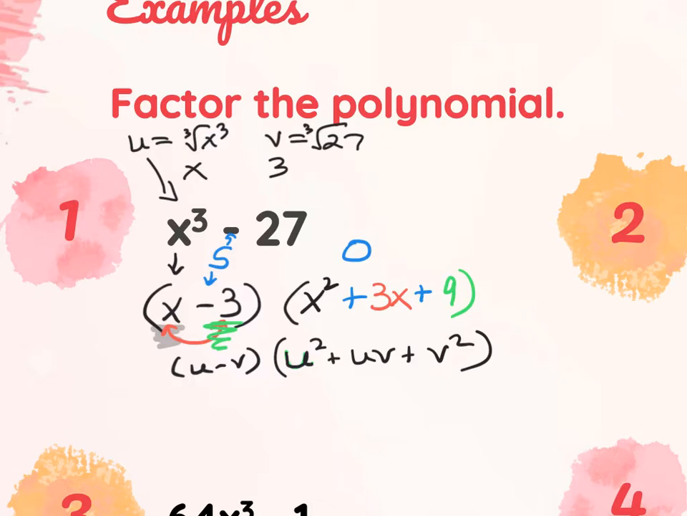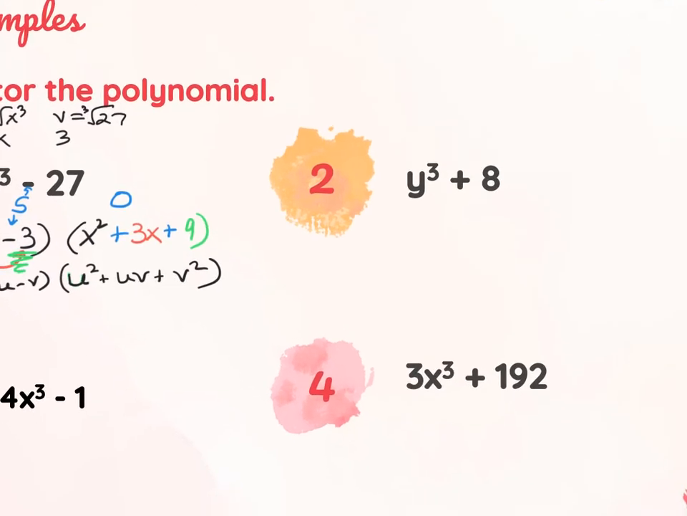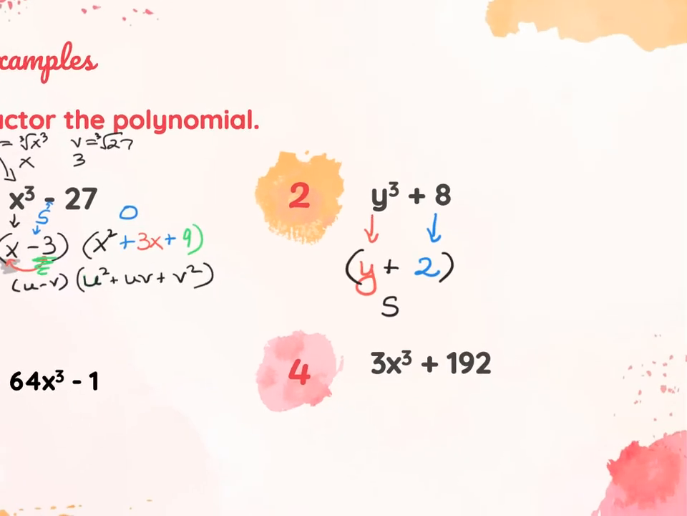Let's try the next one. So I'm going to cube root the y to the third. That gives me y. I cube root the 8. That gives me 2. I keep the same sign, and now my next parentheses is going to be the red one squared. It's opposite sign. Then I multiply red and blue, so 2y, and then the last term always positive, and it's the blue squared, so 2 squared. And you're done.